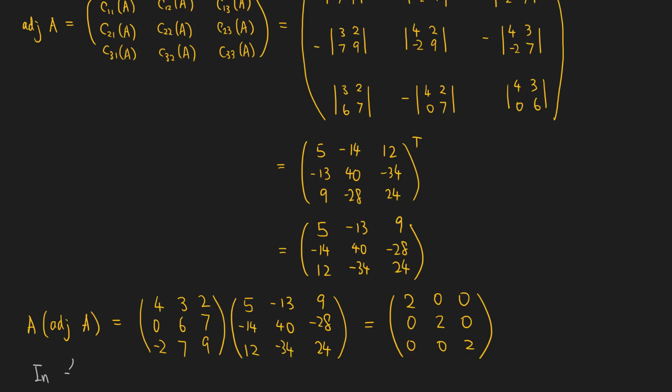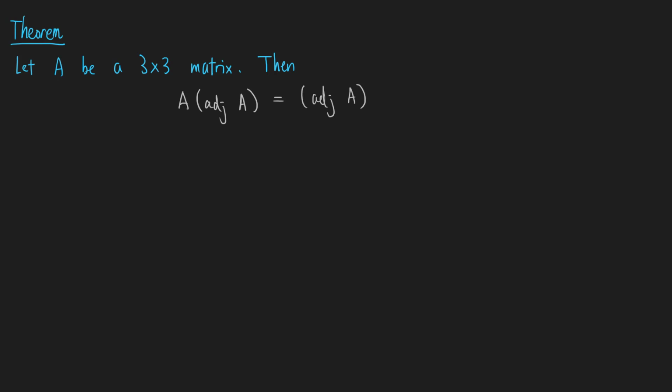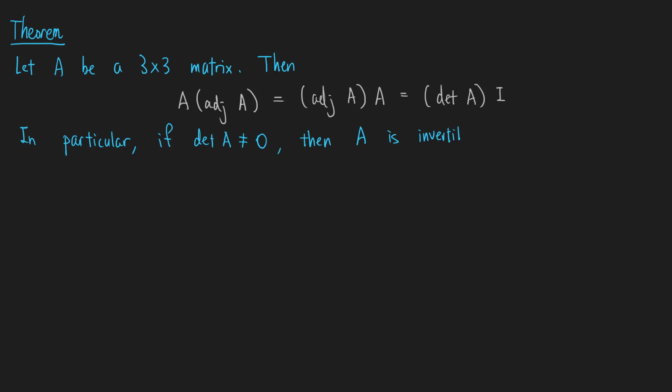And in fact, 2 is the determinant of A, so A times the adjugate of A is the determinant of A times the identity matrix. This result is true for any matrix A, which we will prove in the following theorem. Let A be a 3 by 3 matrix. Then A times the adjugate of A equals the adjugate of A times A, which equals the determinant of A times the identity matrix. In particular, if the determinant of A is non-zero, then A is invertible, and the inverse of A equals 1 over the determinant of A times the adjugate of A.